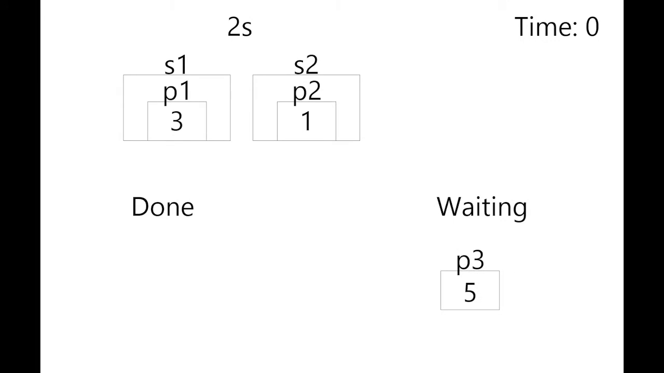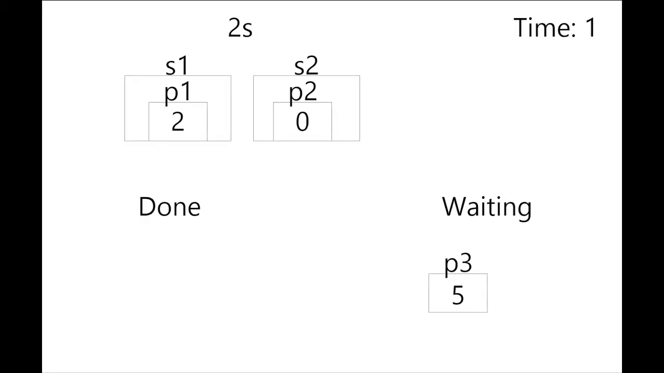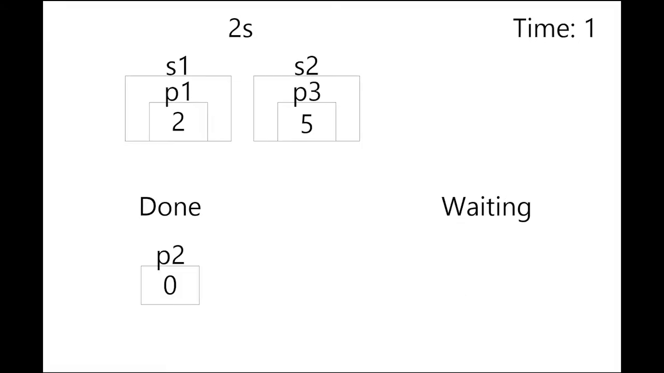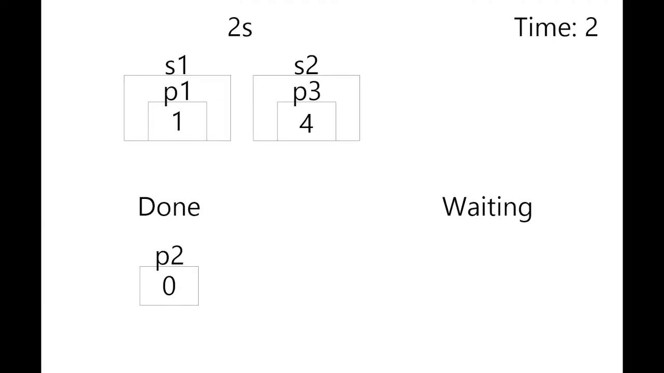Each server can hold one process at a time. As mentioned before, every second a process is inside the server, it gets a second removed from its total execution time. However, the servers have a max execution time. In this example, the max execution time for these particular servers is 2 seconds.